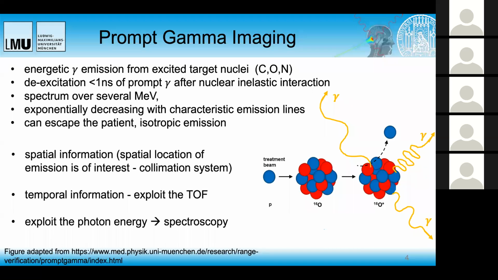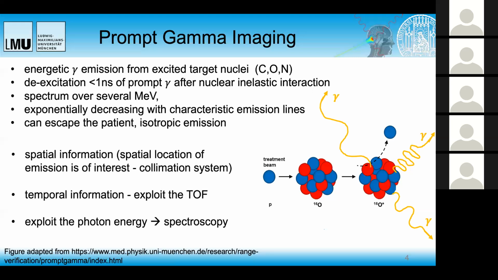But most interesting is, at the beginning, the spatial location of the emission, because we want to know where it came from. Another aspect that's also important, or that can be exploited, is the temporal information. It can be used for noise reduction to basically filter out other secondary background radiation, but it can also be used for newer approaches or new developments that fall into the topic of prompt gamma timing.